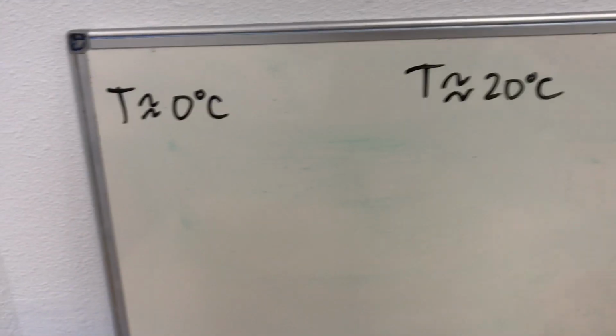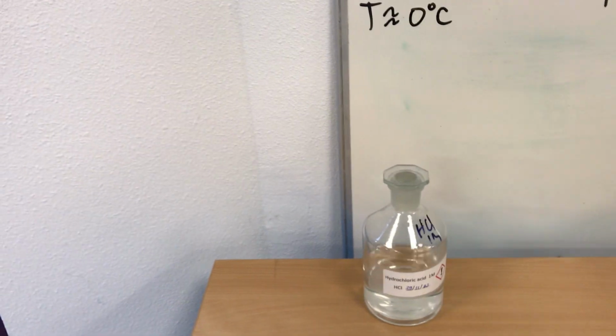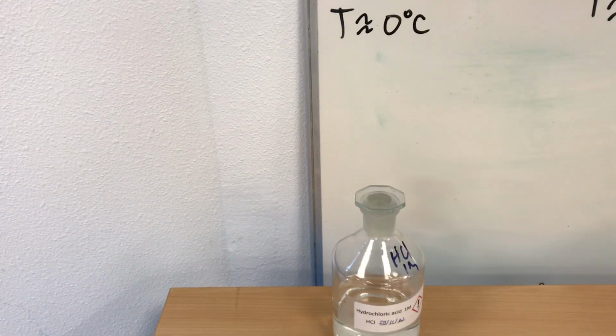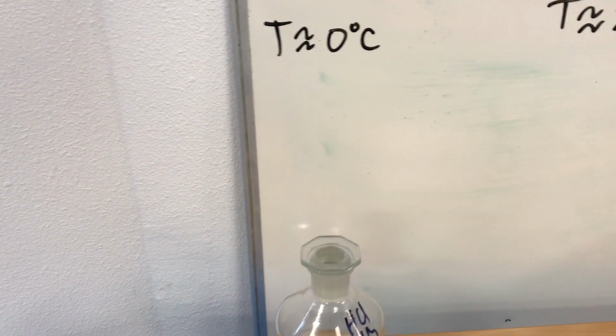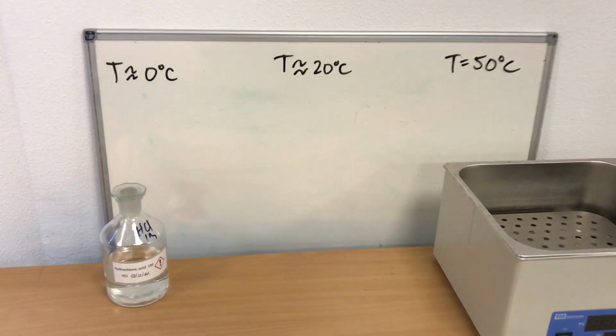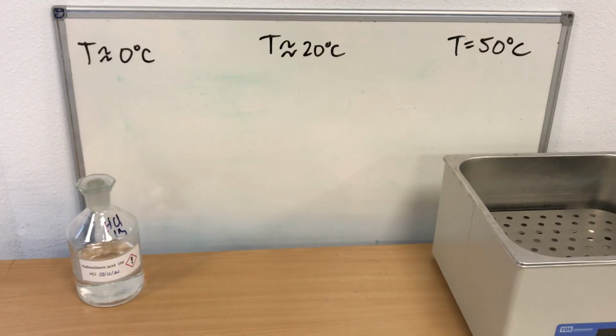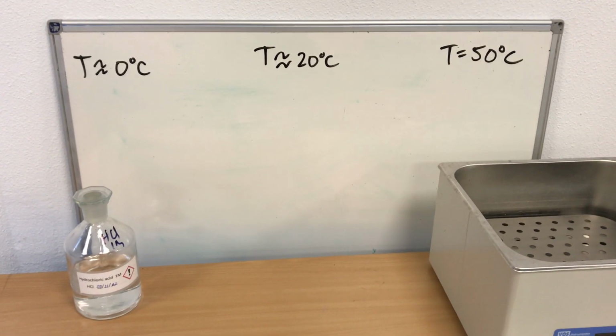And a third bottle will be sitting in an ice water bath, lots and lots of ice to keep it nice and cold, and it should be close to 0 degrees Celsius. So if you're the temperature group, you're going to have 3 starting temperatures for the hydrochloric acid when you arrive in the room.